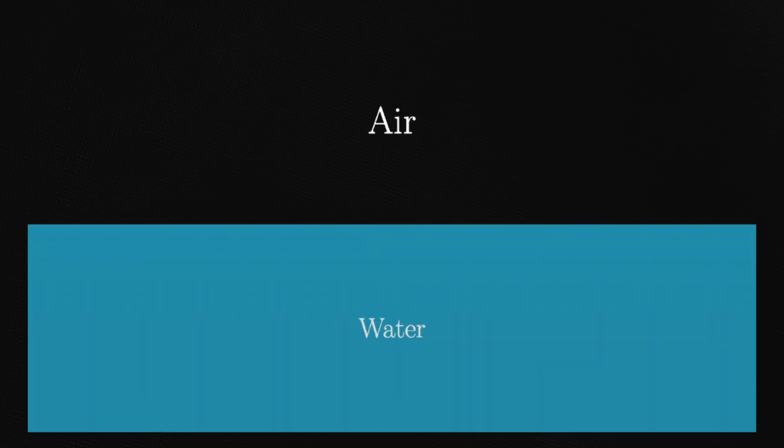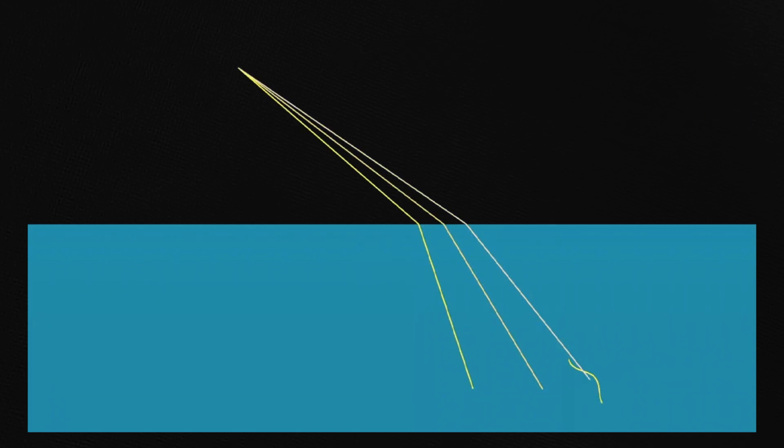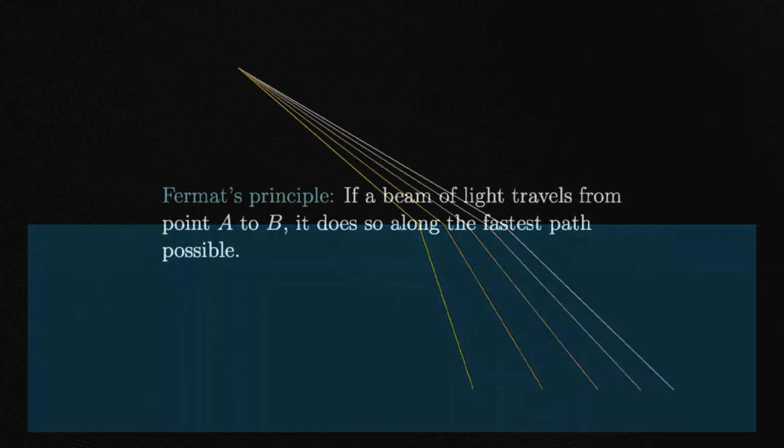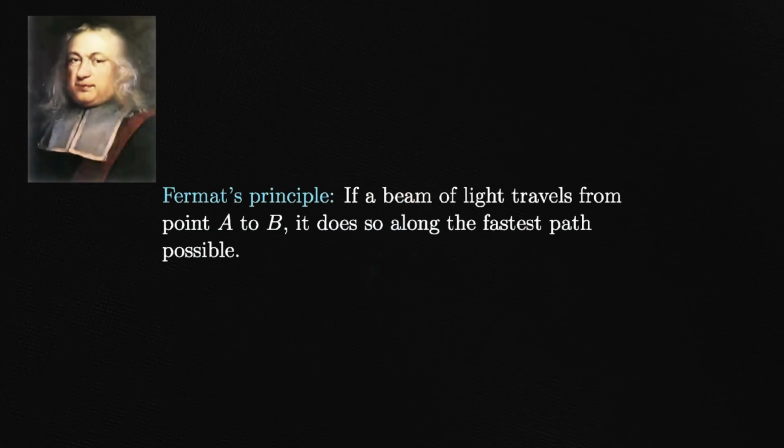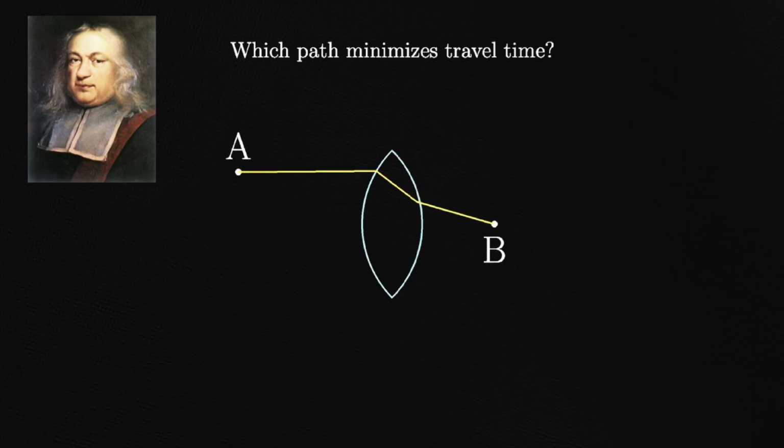Consider when light travels from air into water. The speed of light is a little bit slower in water than it is in air, and this results in the beam of light bending as it enters the water. Why? There are many ways that you can think about this, but a pretty neat one is to use Fermat's principle. We talked about this in detail in the brachistochrone video, but in short, it tells you that if light goes from some point to another, it will always do it in the fastest way possible.